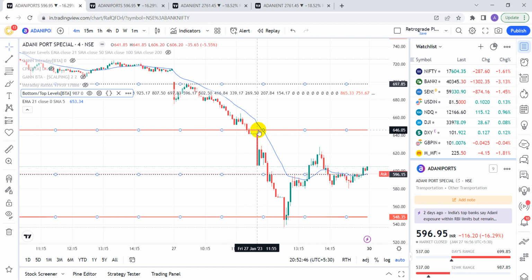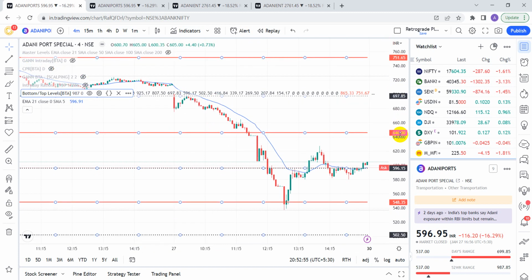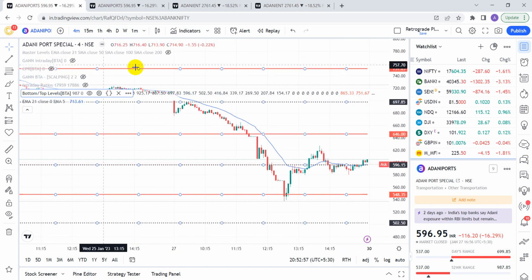So this was a very good short trade. No, we have to take the 9:15 candle. So this is the 9:15 candle. It opened below this red dot. On the previous day it closed below this red line. So the trend was on shorting, and I used the 21 EMA as an indicator for trend for the intraday.